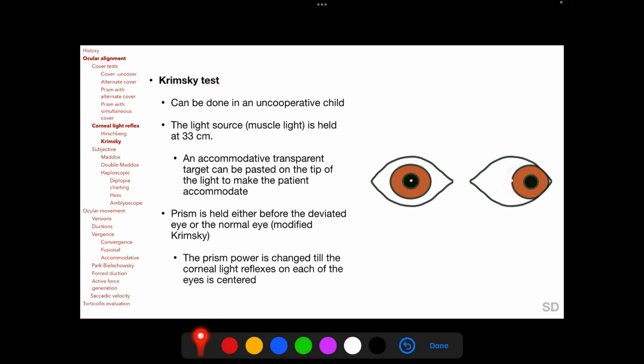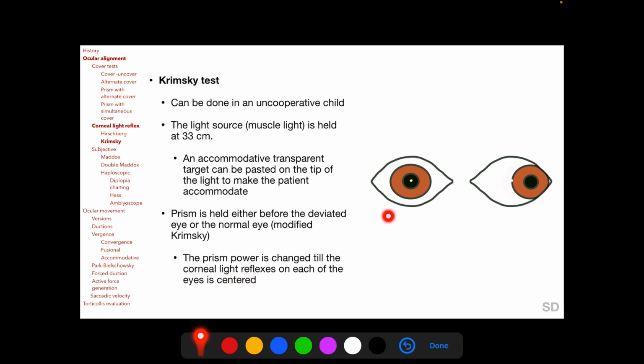Krimsky's test is the other corneal light reflex test which can be done in an uncooperative child. The light source here is also held at 33 cm, and an accommodative transparent target can be pasted on the tip of the light source to make the patient accommodate. The prism is held either before the deviated eye or the normal eye. When the prism is held over the normal eye, it is called the modified Krimsky's test, and the prism power is changed till the corneal light reflexes on each of the eyes is centered.